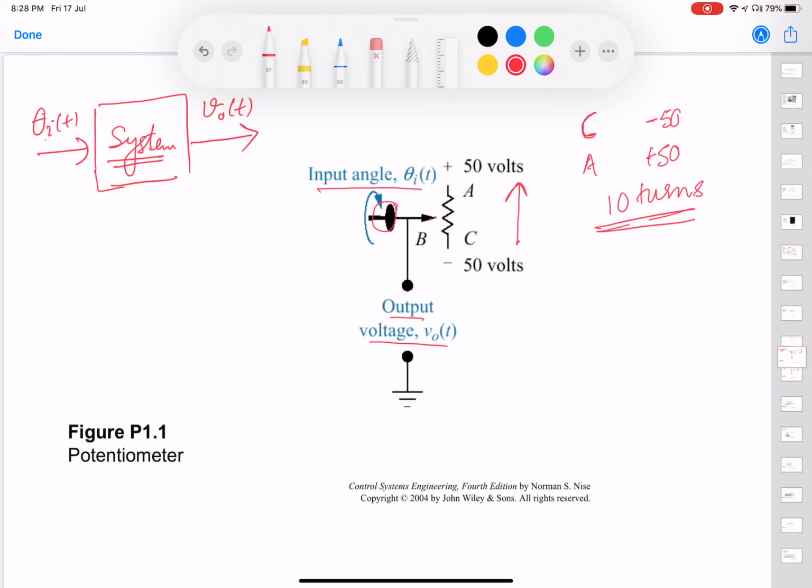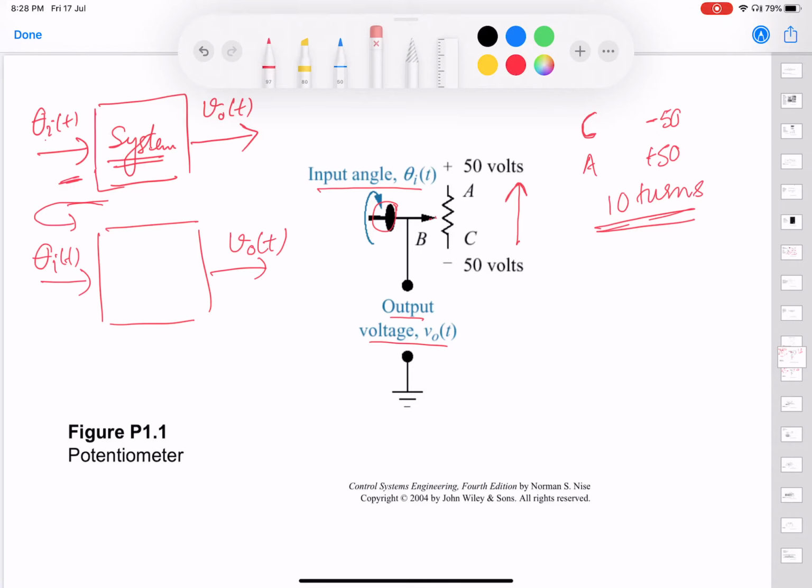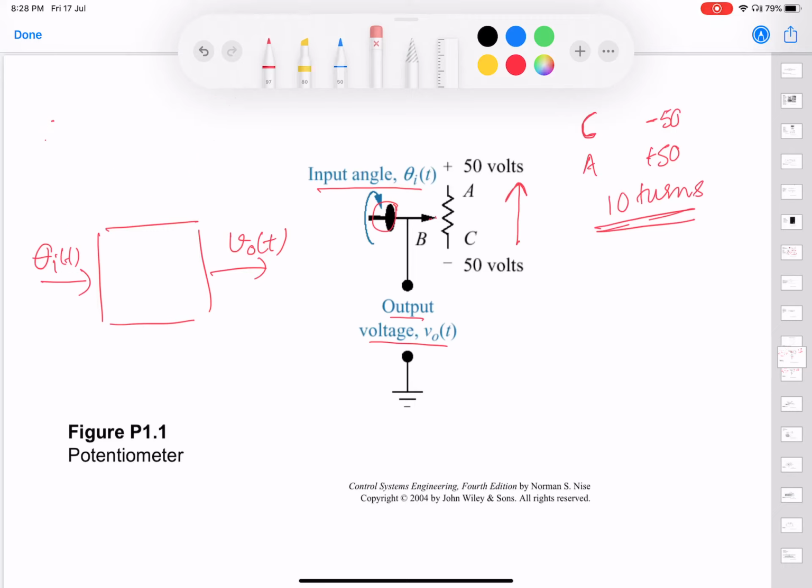So I want to draw the mathematical relationship between theta_i(t) and v_o(t). So I'll basically convert the functional block diagram into an actual block diagram for the system. Okay, so let us now see. Let me drop this to create some space. Let us now see how to do this, right?